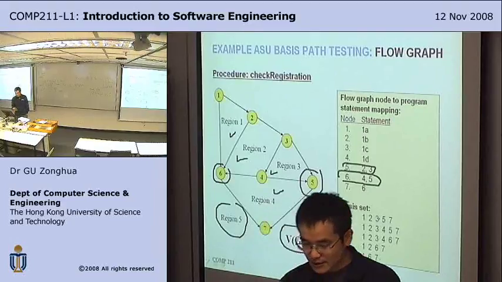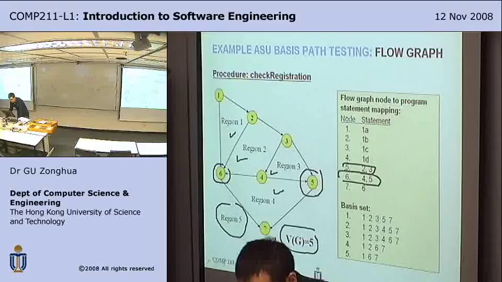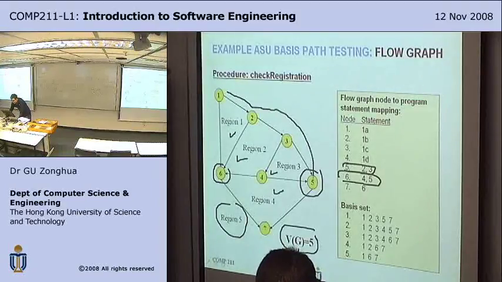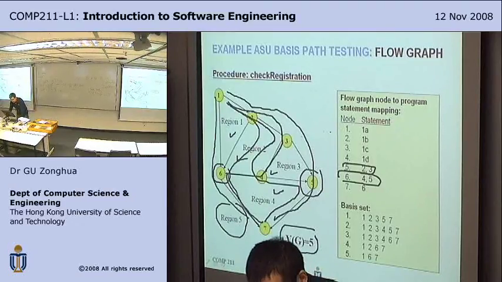And you can work out the basis set, looking for the independent paths. 1, 2, 3, 5, 7, that's 1. 1, 2, 3, 4, 5, 7. 1, 2, 3, 4, 6, 7. 1, 2, 6, 7. 1, 6, 7. So it's getting messy.